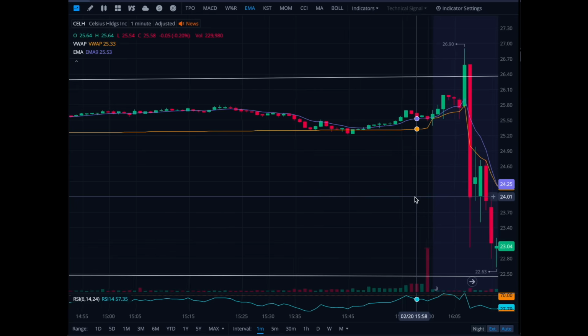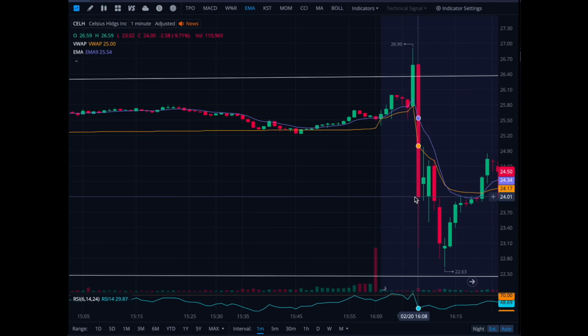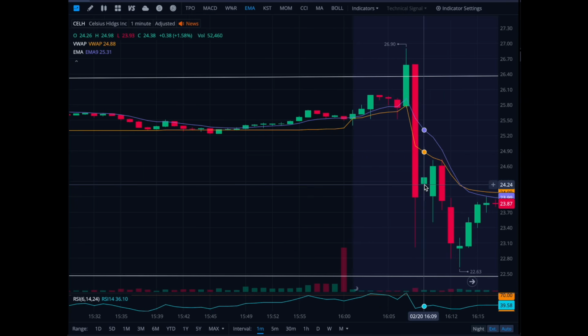Celsius stock had a big catalyst and it started getting very bullish. I'm going to zoom in a lot so you can see, but I want you to focus on this side of the chart. Look at the purple EMA. As you had this massive sell-off from 26 all the way down to 23, the 9 EMA was acting as resistance right in this zone.